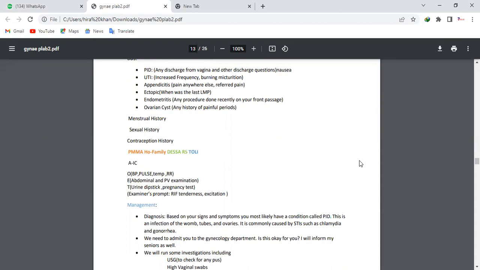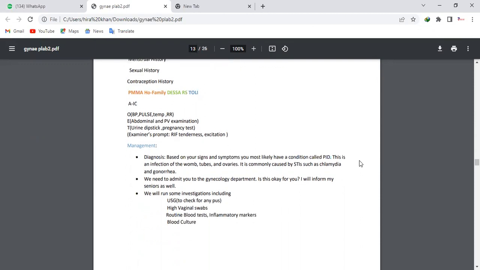Then what tests are very important here? If they have not been done previously, urine dipstick and pregnancy test. Why pregnancy test? Because you have to rule out ectopic. Ectopic is a red flag here, so you have to ask about the pregnancy test as well. What the examiner will give you is a right iliac fossa tenderness.